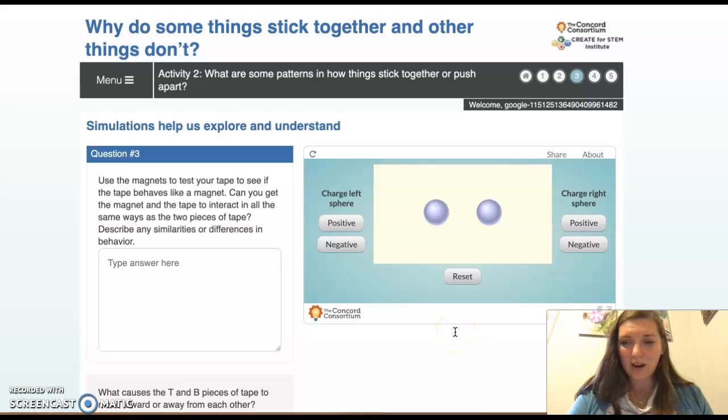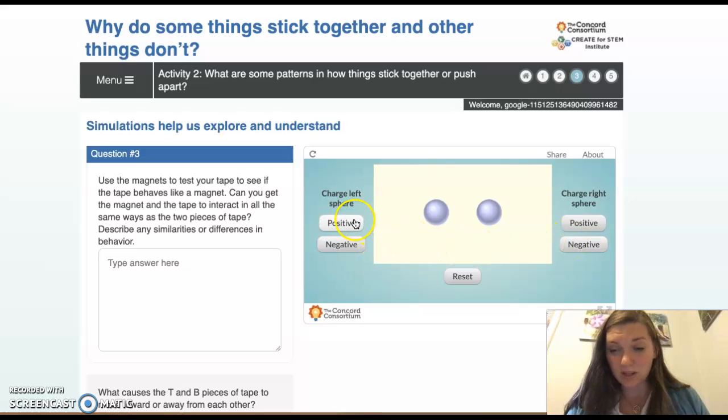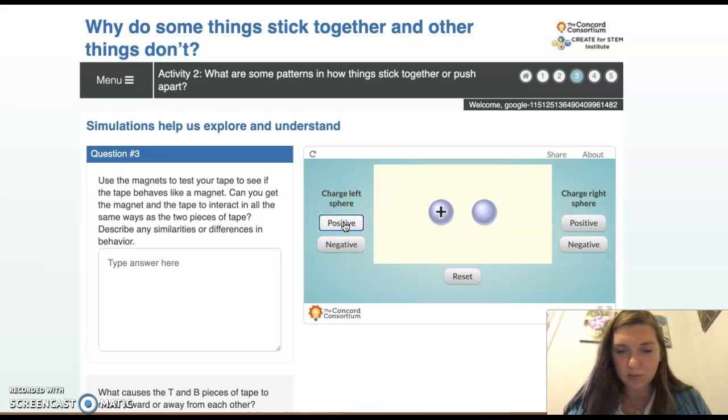Hey, so for this part, these are two magnets right here. What you're going to do is play with them to see how they interact when one of them is charged and one of them is uncharged, with both positive and negative. So I'm just going to play with it a little bit here. I pressed positive and they stuck together.